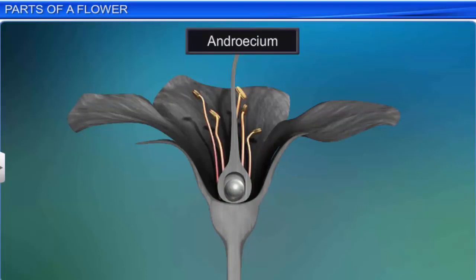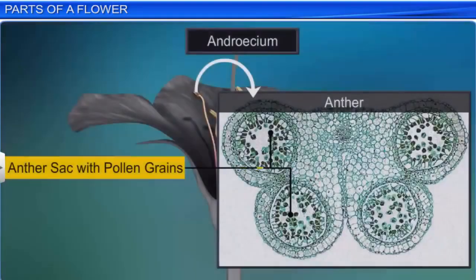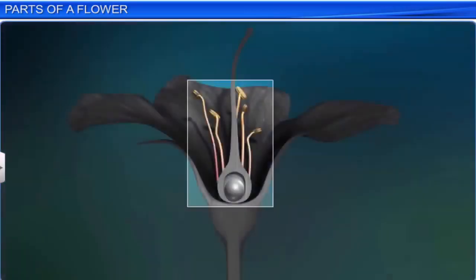The androecium consists of stamens, which are the male reproductive organs of a flower. Generally, each stamen has a stalk called the filament and an anther at the tip. The anther usually has 2 lobes, each with 2 chambers, which are the pollen sacs. The pollen sacs contain pollen grains. A stamen that is sterile is called a staminode.